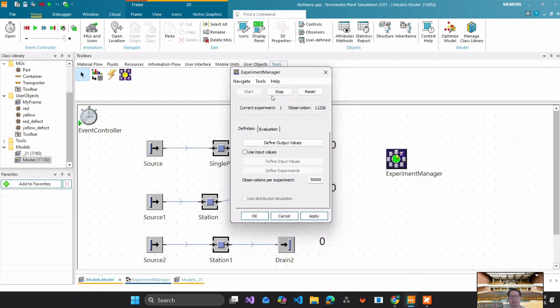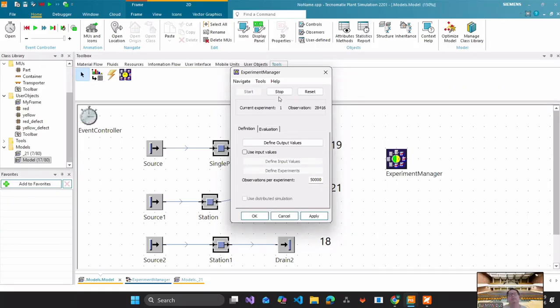Okay, 1,000. Mr. Đức, Mr. Phong, Mr. Lộc, could you please explain again, when you set the observation per experiment and turn on the start, the computer starts to count something like observation. I'm still confused about what is the meaning of the experiment manager now.